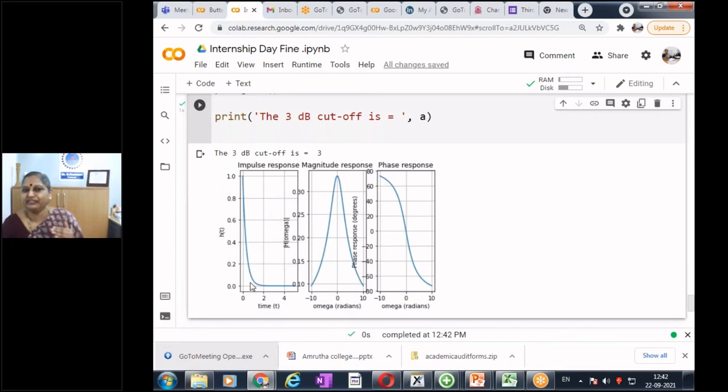So if I compute the area under the impulse response, and the area under the magnitude response, can you tell me, if I decrease the area under the impulse response, what happens to the area under the magnitude response? This is my impulse response, the area under the impulse response. If I decrease it, what happens to the area under the magnitude response?